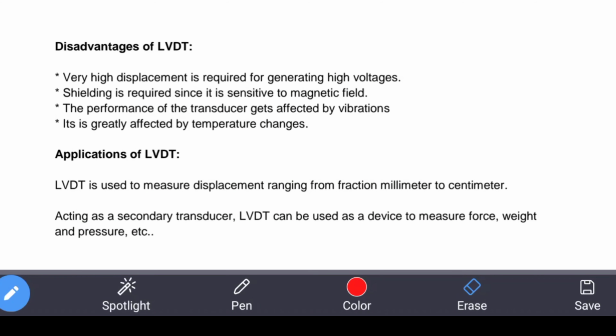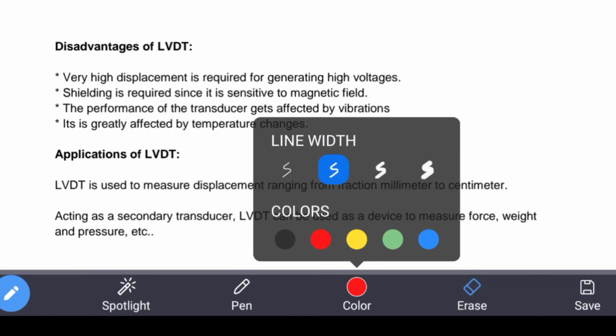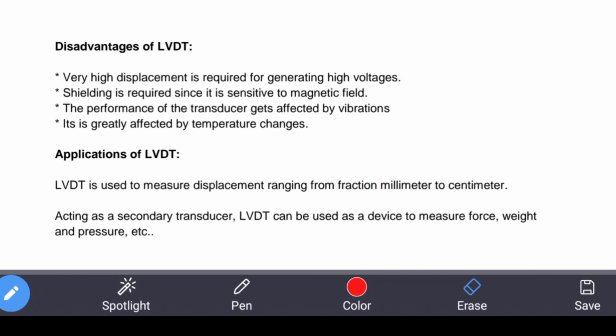Now, what are the disadvantages of LVDT? You can see here. Very high displacement is required for generating high voltages. To produce more voltage, high displacement is required. That is one of the disadvantages of LVDT.